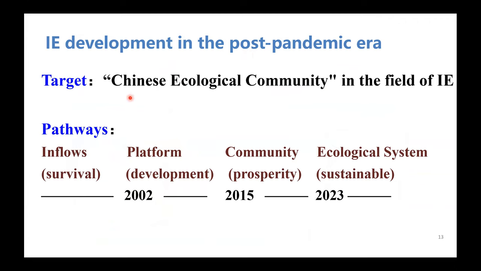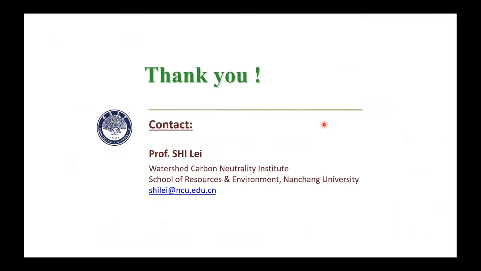So the target of industrial ecology in China is to make the Chinese economic community better and better. That is to say, we move from this period to this period to this. And now we want a better and more sustainable development for China. So that's all. Thank you.